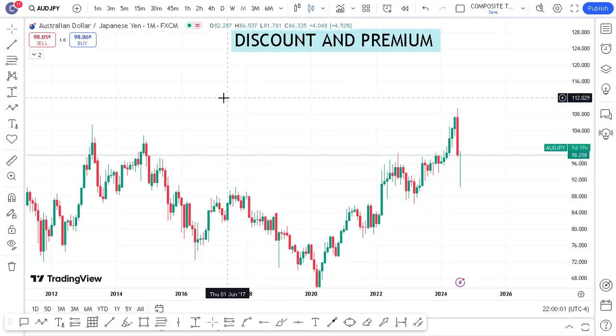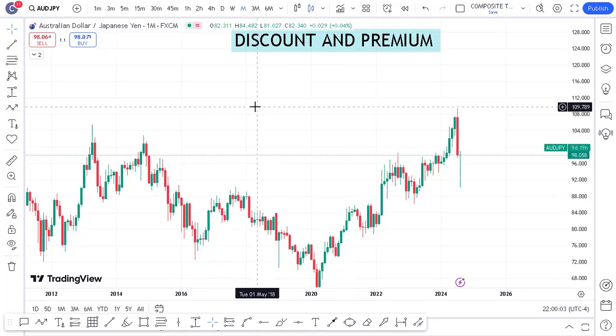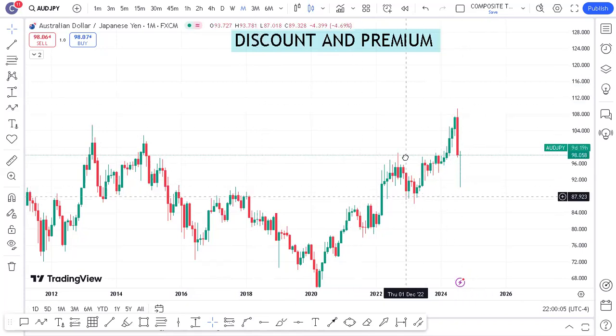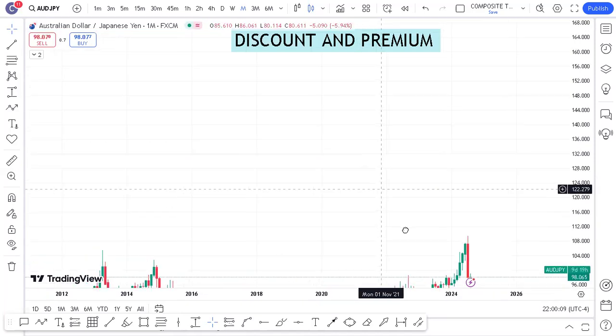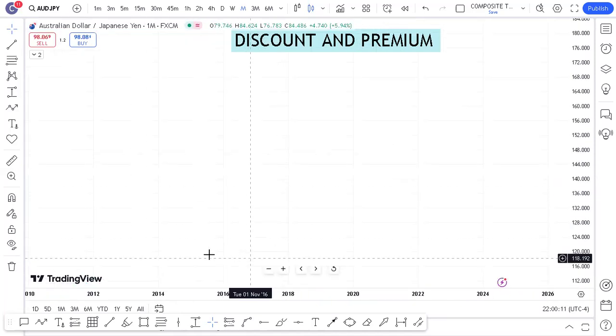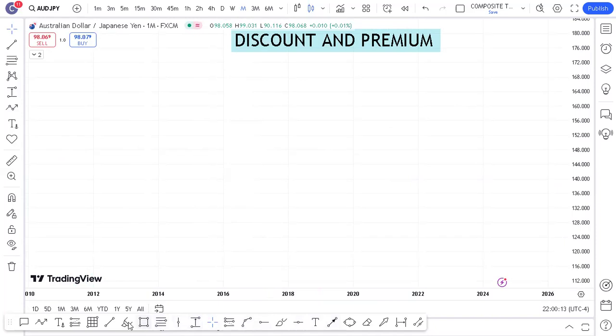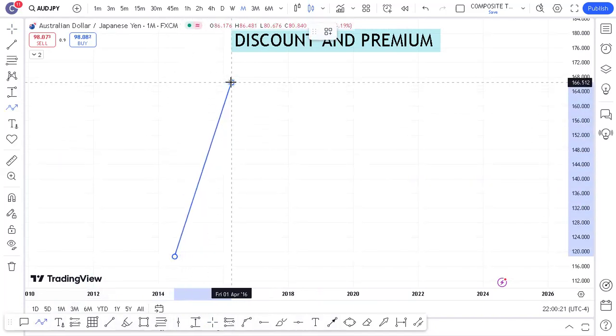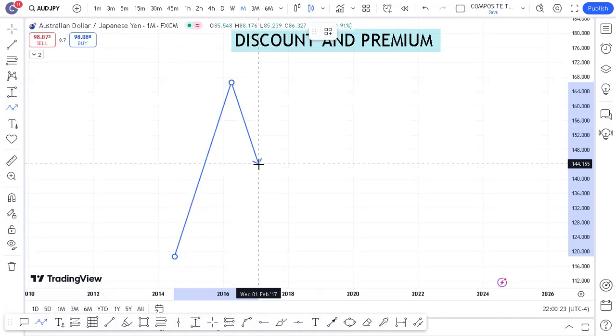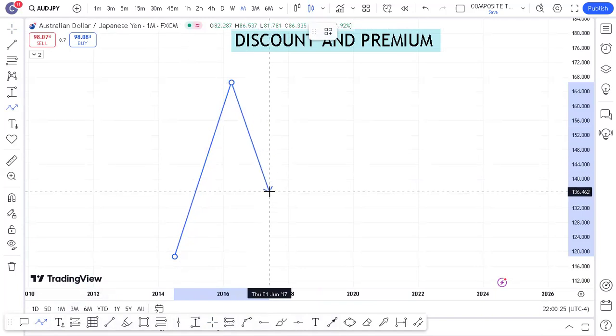Hello guys, today I want us to talk about the levels of discount and premium in the Forex market. We know that most of the time the market has two levels. If the price is bullish, if the price is pushing to the upside, we always know that it will retrace to a certain level.